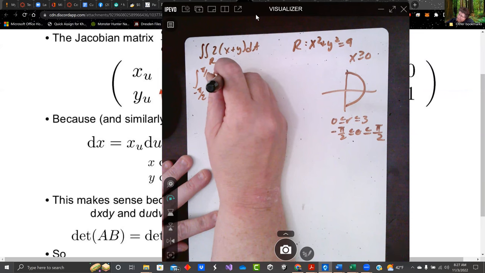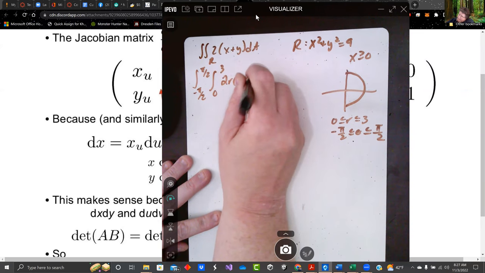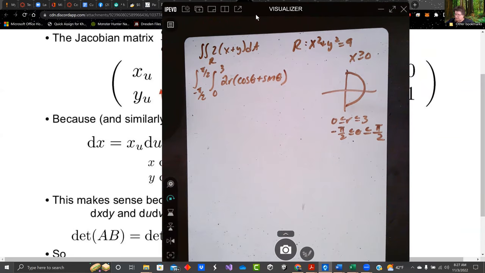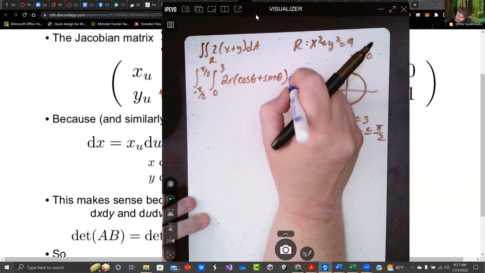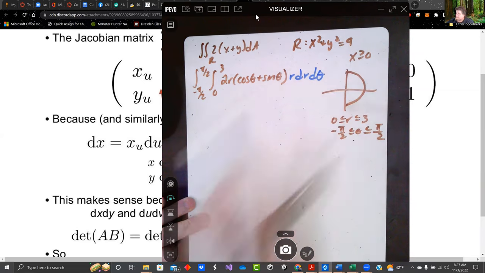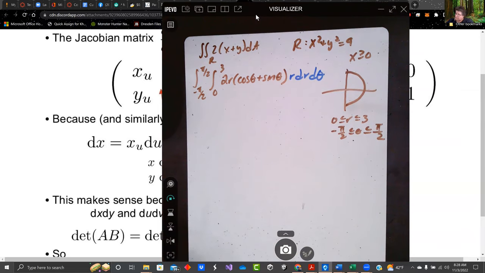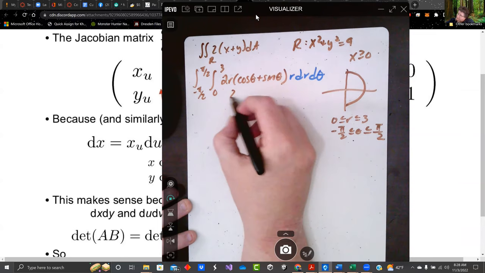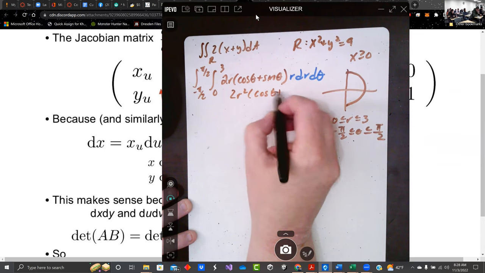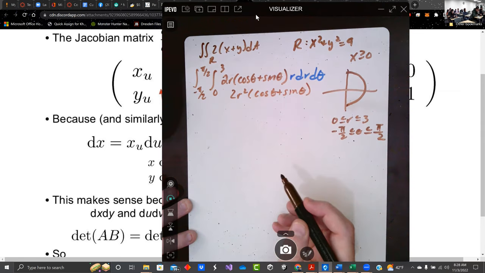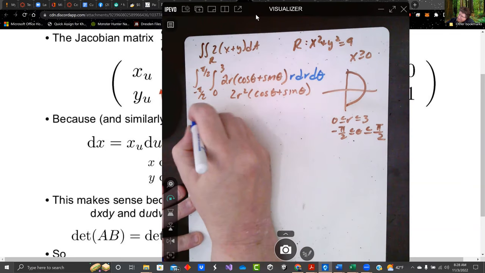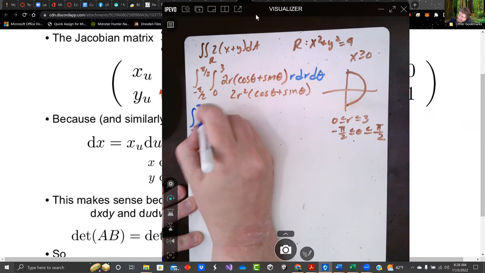And we've got 2r cosine theta plus sine theta. I factored the r out of the x and the y. And then dA is r dr d theta. So this is 2r squared, right? And cosine theta plus sine theta. That is separable. They are products. So I can write this as negative pi over 2 to pi over 2 d theta.